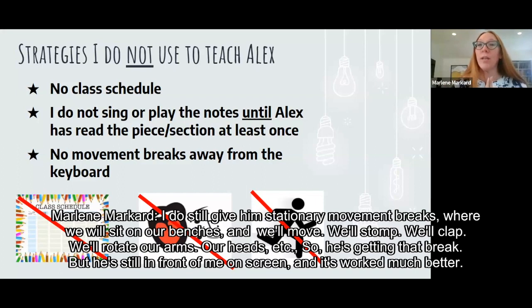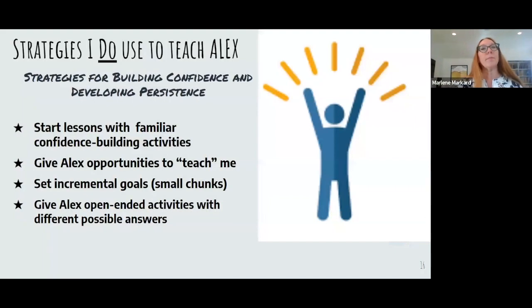I do still give him stationary movement breaks where we will sit on our benches and we'll move, we'll stomp, we'll clap, we'll rotate our arms, our heads, etc. So he's getting that break, but he's still in front of me on screen, and it's worked much better.